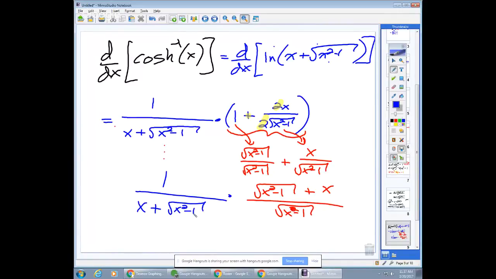Does anybody see anything beautiful here? Bang, bang. Look at all that canceling. We have a big number divided by itself. This thing is the same as that. And so in the end, we finally get down to a relatively simple derivative: the derivative of the inverse hyperbolic cosine is just 1 over the square root of x squared minus 1. Oof, that was exciting.